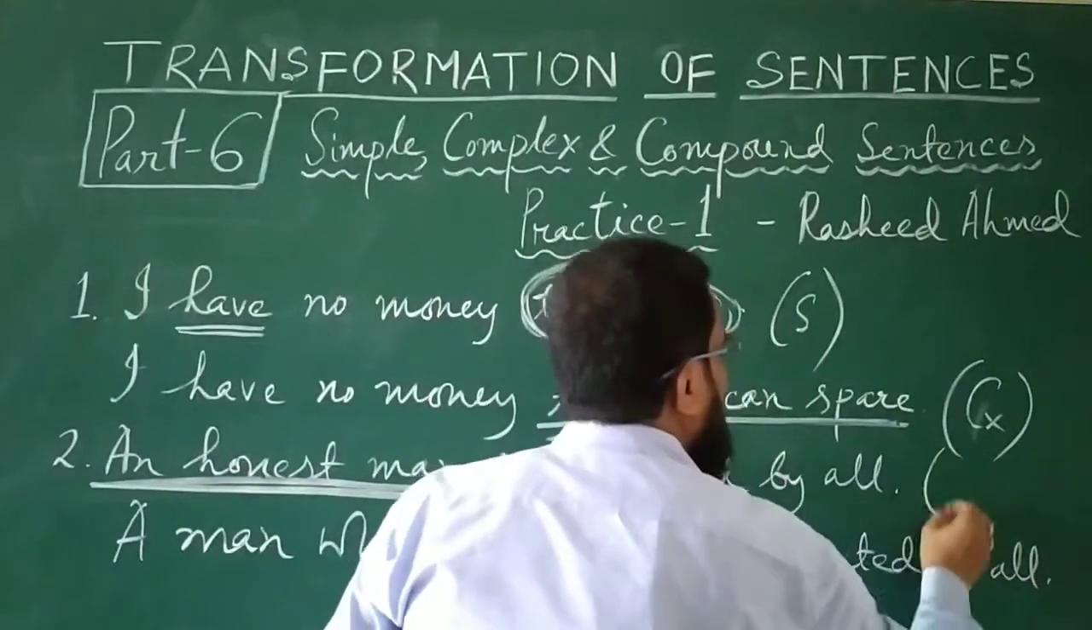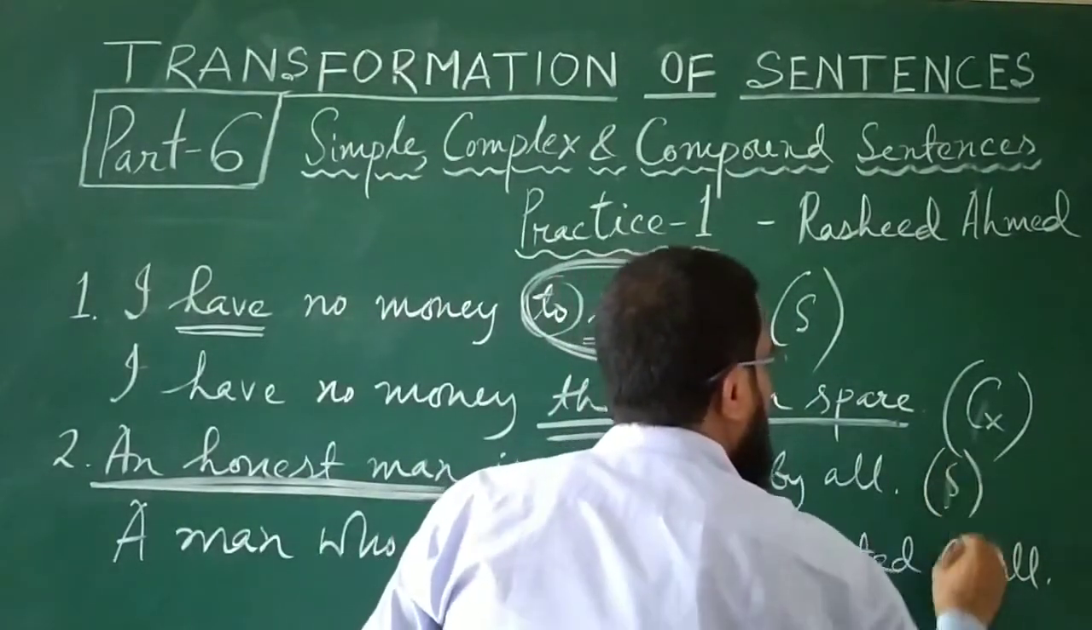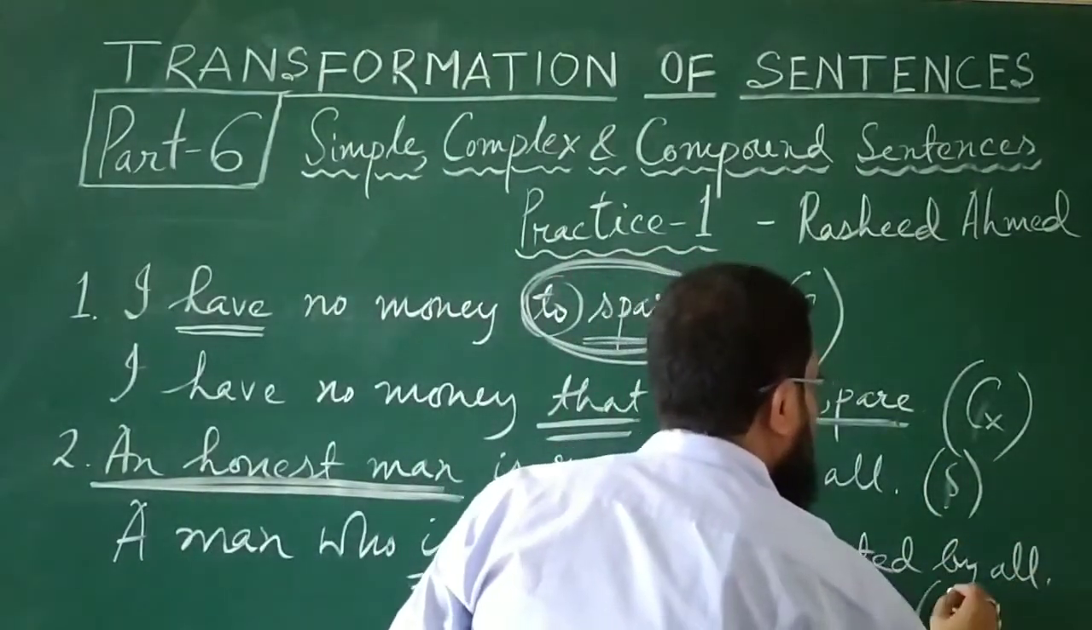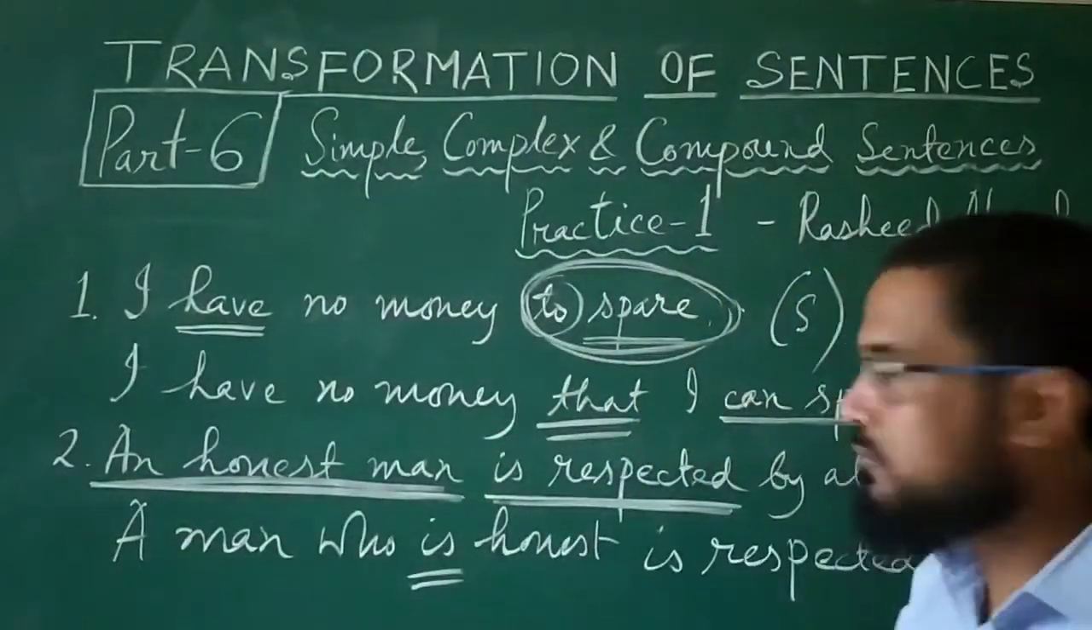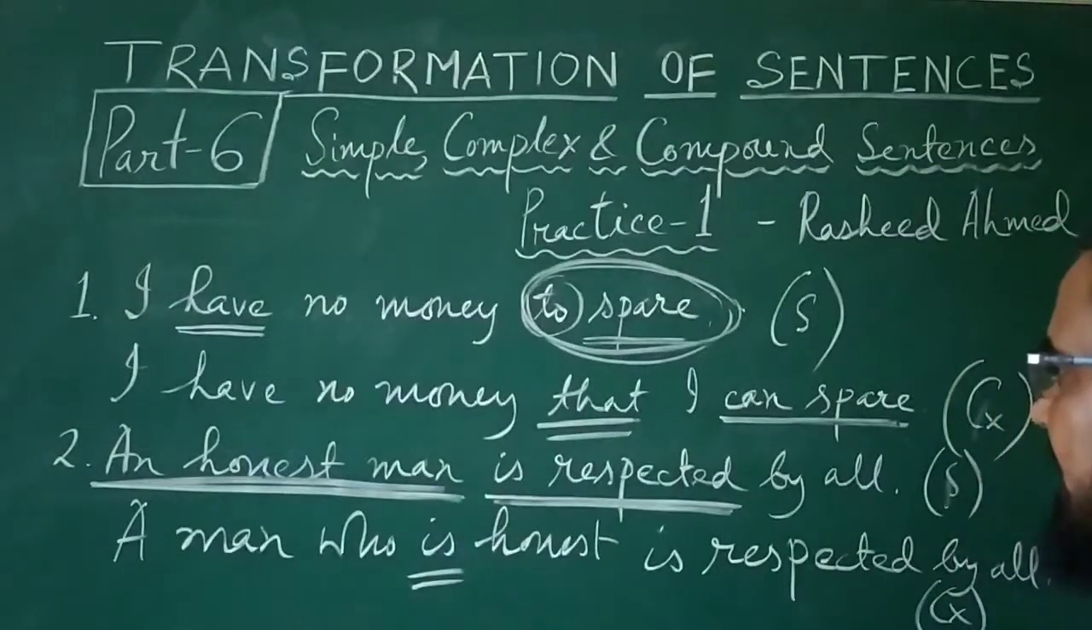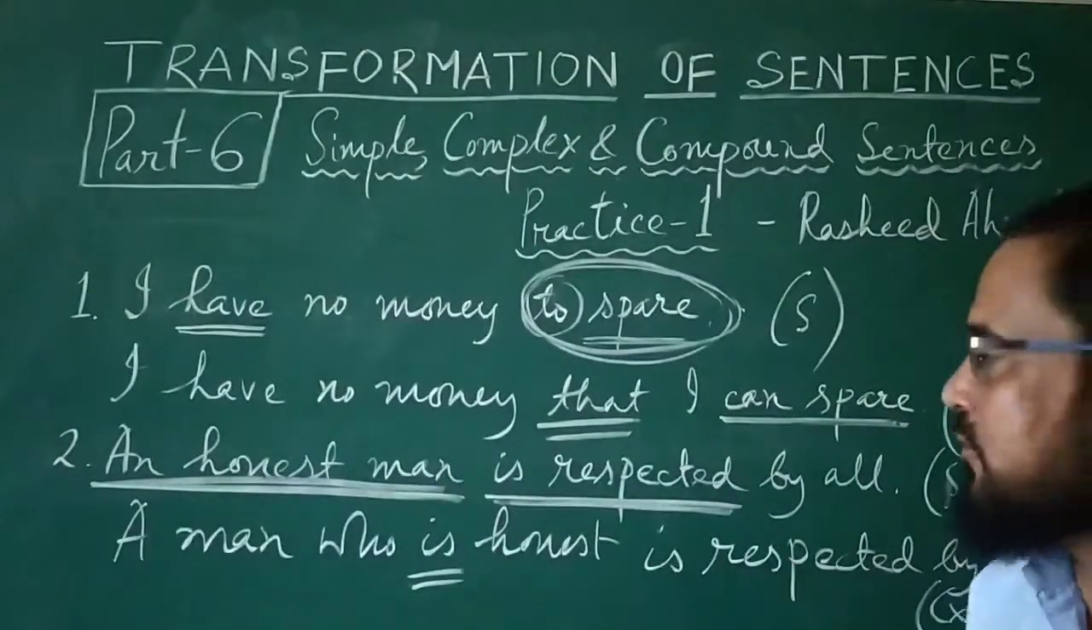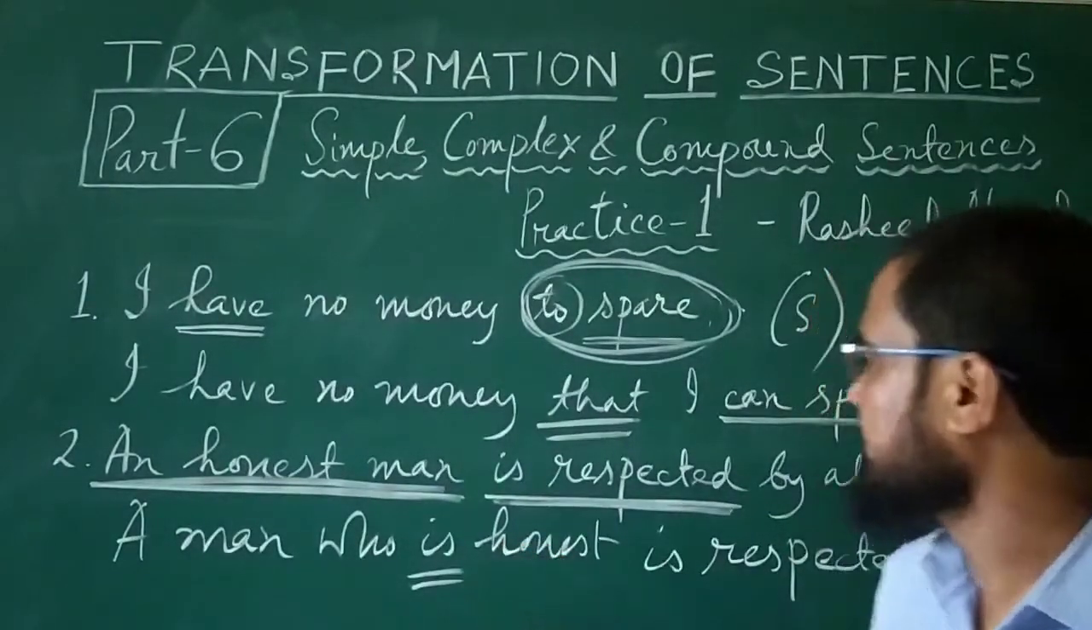An honest man is respected by all: simple. A man who is honest is respected by all is a complex sentence. Here we have got two clauses: a man who is honest and a man is respected by all. That is the main clause. Who is honest is the subordinate clause.